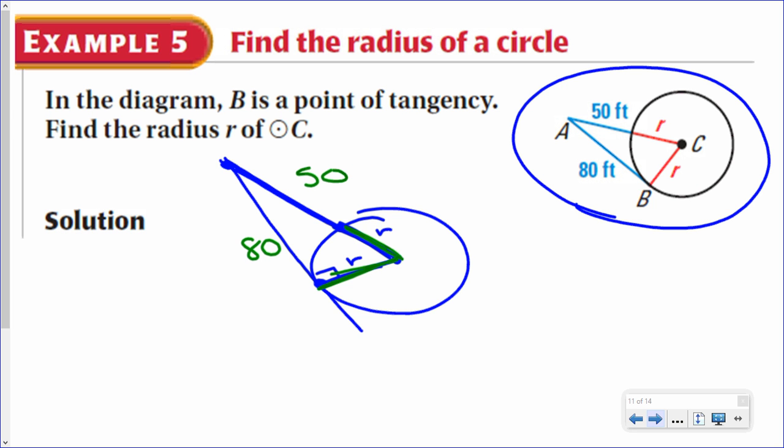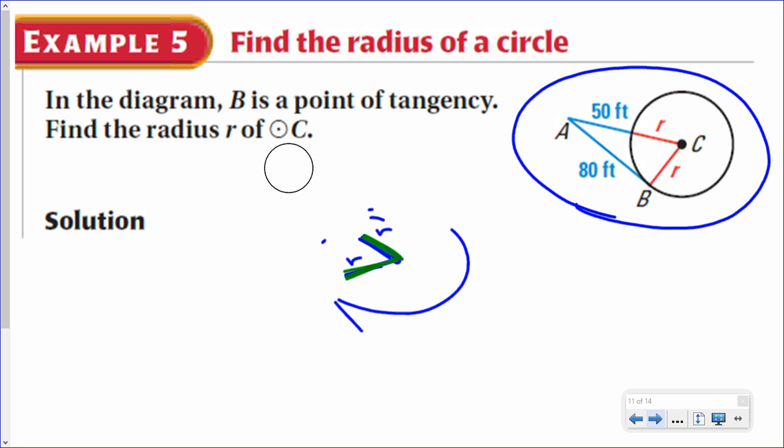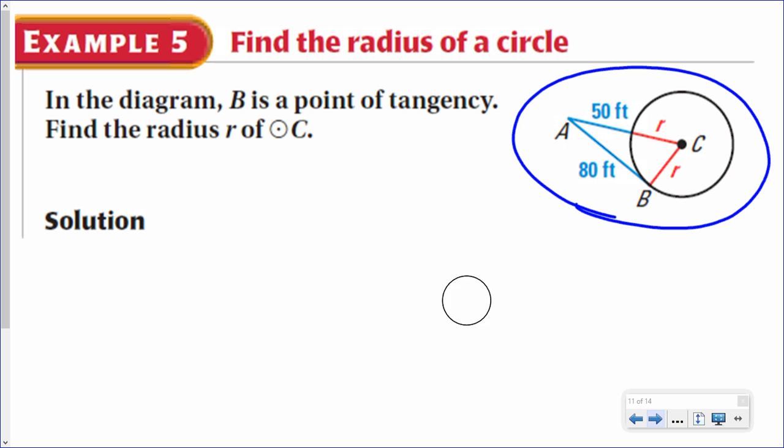So here's what it would look like. I am going to erase this drawing here and start from scratch, because otherwise I'm going to run out of space for work. If I redraw just the triangle and start filling some things in, this was 80, this was r, and the hypotenuse was 50 plus r. It's the addition of 50 and r.